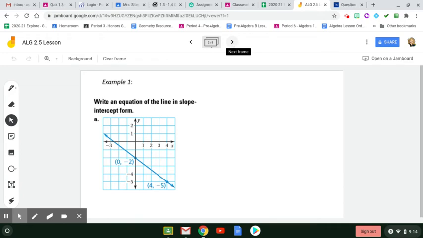So it says write an equation of the line in slope-intercept form. Okay, so the two pieces of information we need are a slope and a y-intercept. So basically, here's what I'm going to do. I'm going to set up a y equals. I'm going to leave a blank for my slope. I'm going to write my x, a plus sign, and I'm going to leave a blank for my y-intercept.